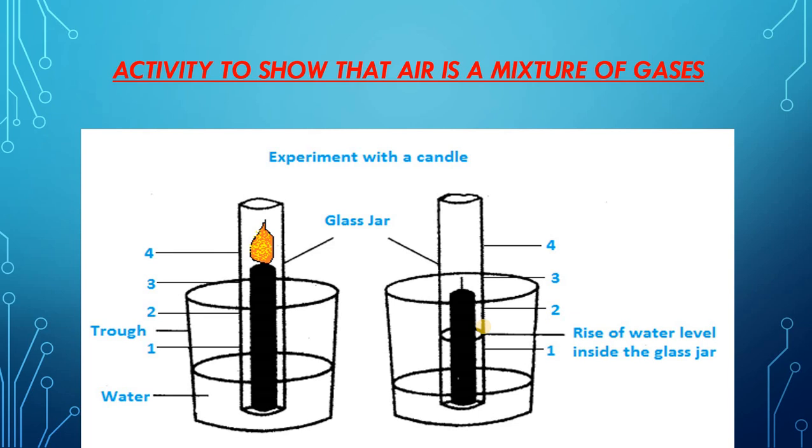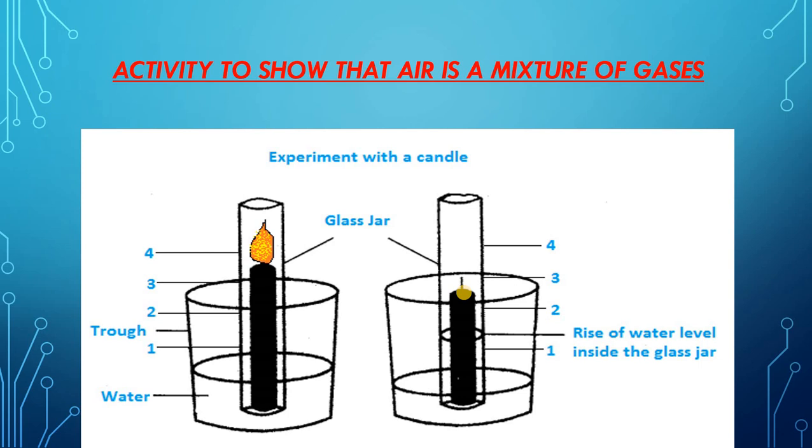The major part of the air, which is not used up by the burning candle and remains behind in the glass jar, is nitrogen. That means this part is the nitrogen, the maximum air. Since the water does not rise in the remaining four-fifth part of the glass jar in this activity, it shows that about four-fifth part of the air is nitrogen.